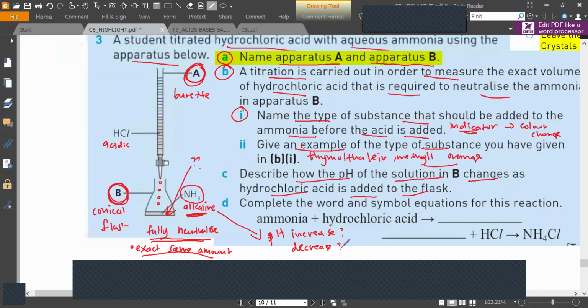Okay, pH decrease, correct. Excellent. So it will decrease. We are starting with alkaline. Let's say at first the pH is like 9 or 10. As we add acid, it will decrease until neutral, until 7. And then the indicator will change color, and then we know the reaction already completed.